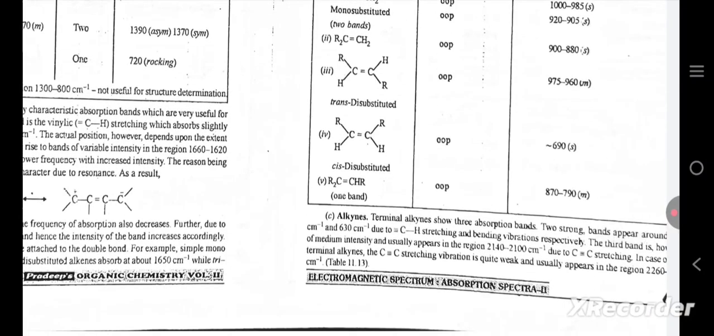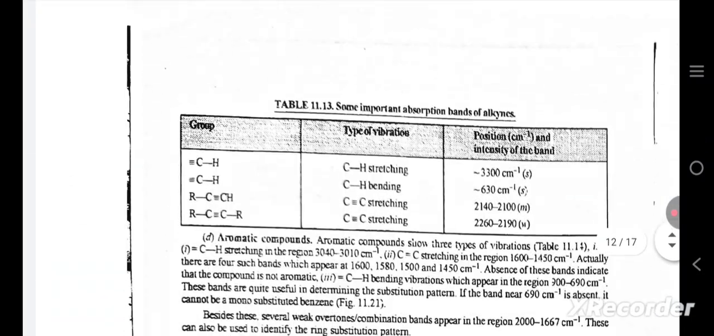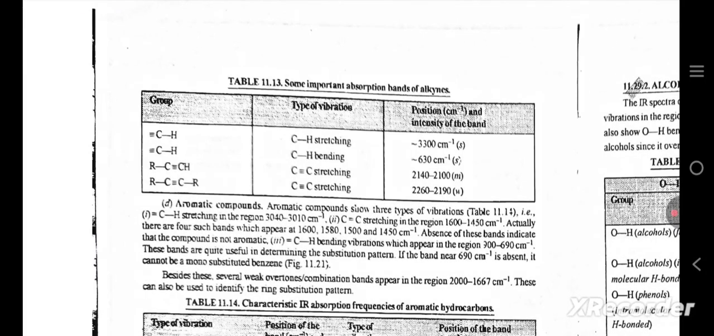Alkynes. Terminal alkynes show three absorption bands. The two strong bands appear around 3300 and 630 cm⁻¹ due to CH stretching and bending vibration respectively. The third band is of medium intensity and usually appears in the region 2140 to 2100 cm⁻¹ due to C≡C stretching. Some important absorption bands of alkynes. Look at this table.